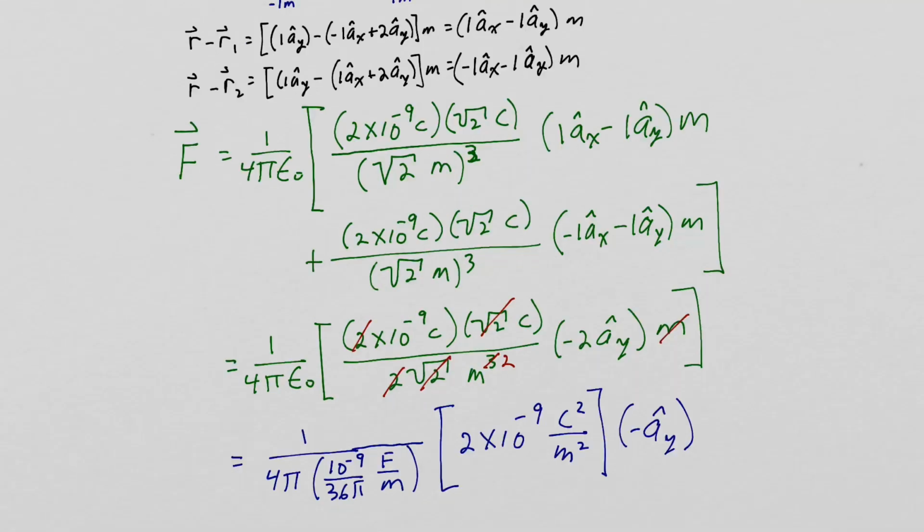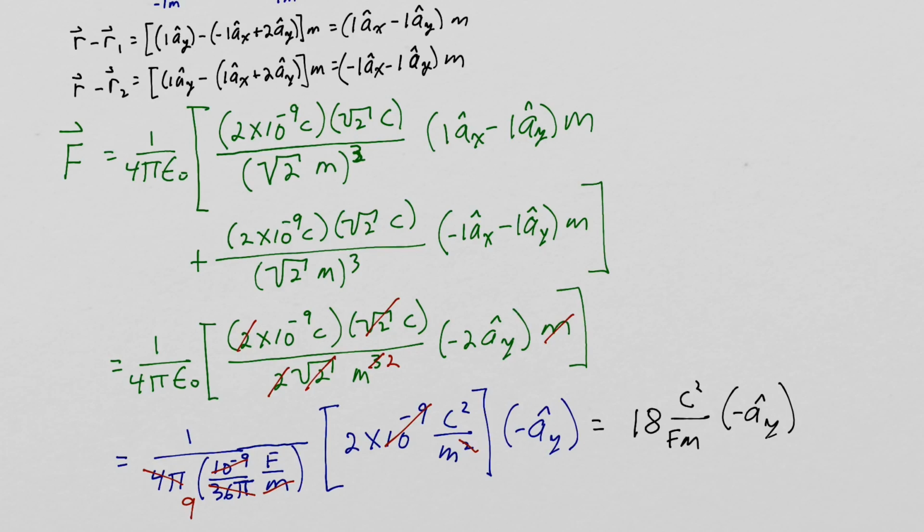So let's substitute for epsilon sub 0, 10 to the minus 9 over 36 pi farads per meter. So these 10 to the minus 9s cancel. This meter will cancel with one of these meters. This 4 pi into this 36 pi gives us a 9. So we have 18 coulombs squared over farad meters in the minus a sub y direction.